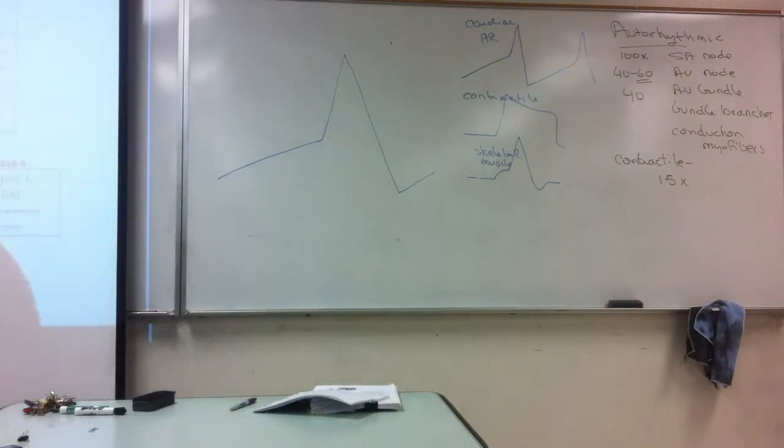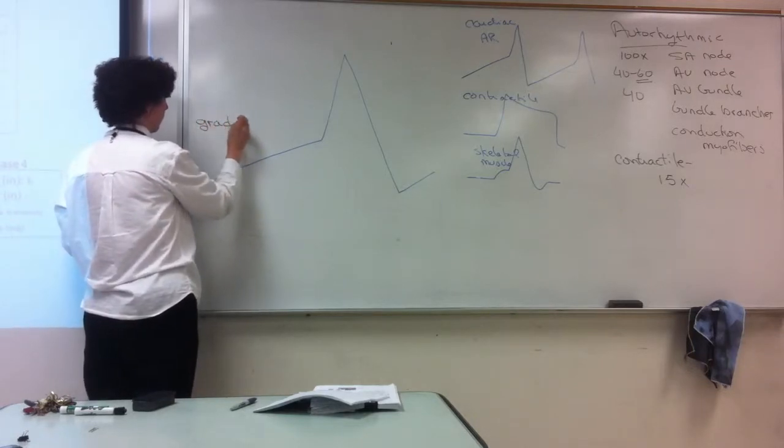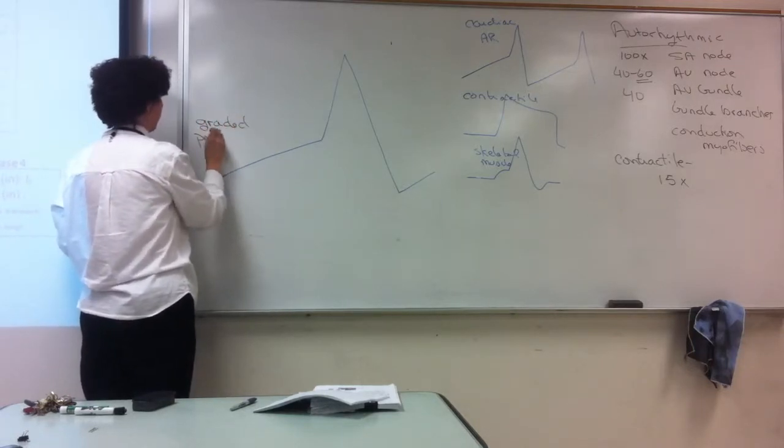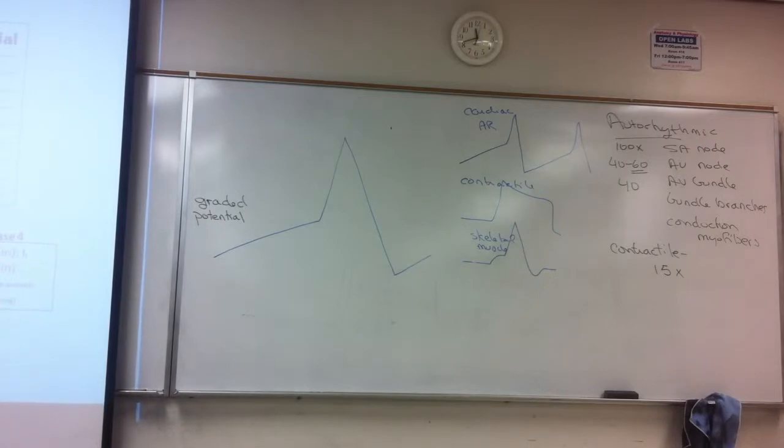Do cells have any resting membrane potential? No. All right, so they have a graded potential. Is it a graded potential because we can change it by the amount of ligand chemicals that bind to channels or not? Yeah, we can make it steeper or we can make it more shallow.